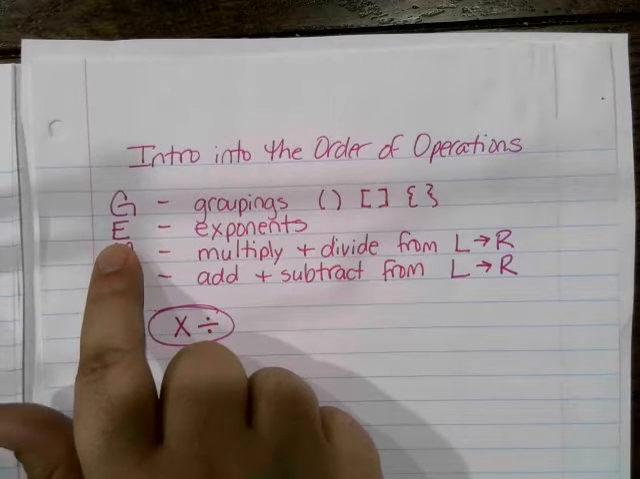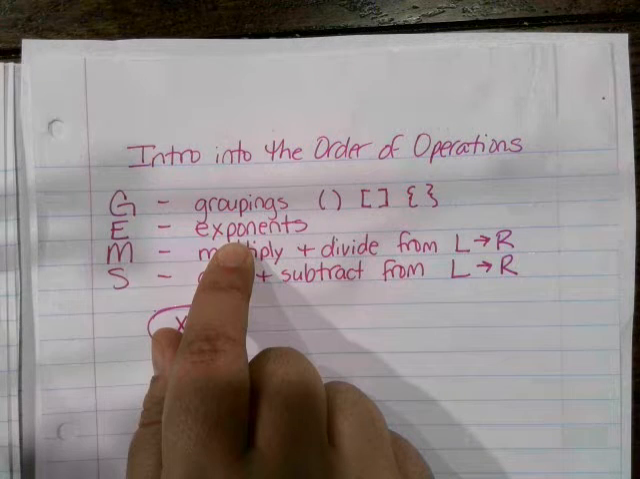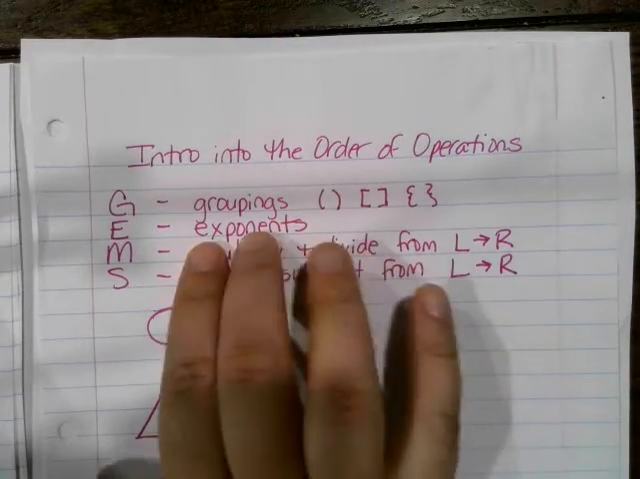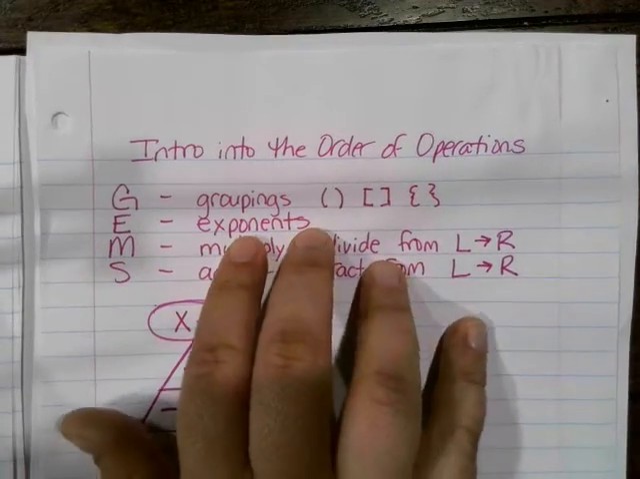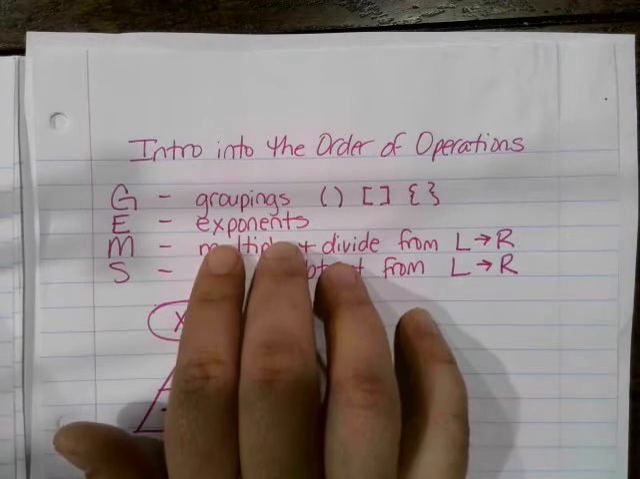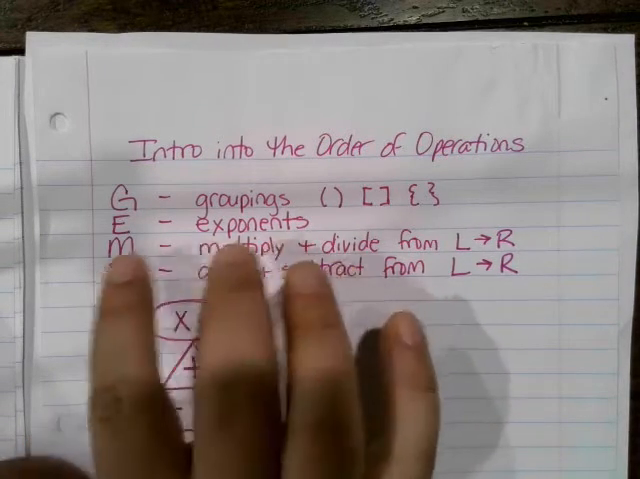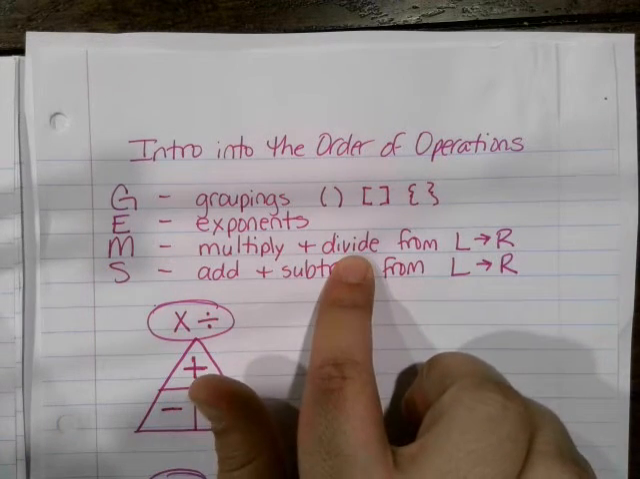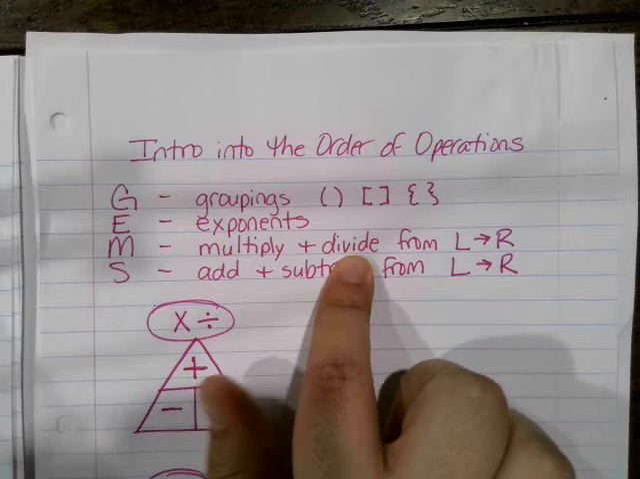Then we're going to get into the letter E, which is exponents. That was in PEMDAS as well. But in this unit, because it's an intro, we are not going to be looking at exponents at all today. So you'll always be able to skip this step in the order of operations, today at least. And then after exponents comes M. This is our multiply and divide. So that's the MD in PEMDAS.